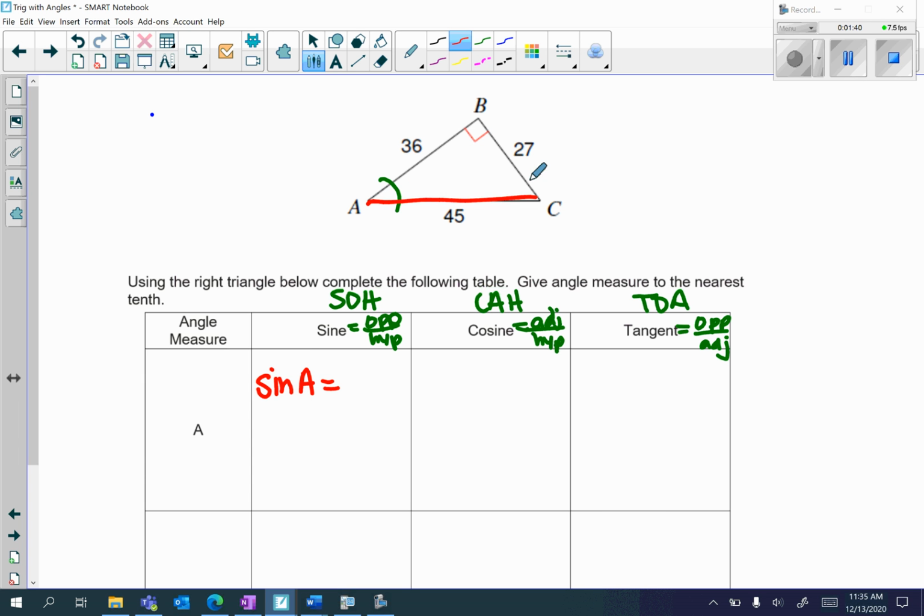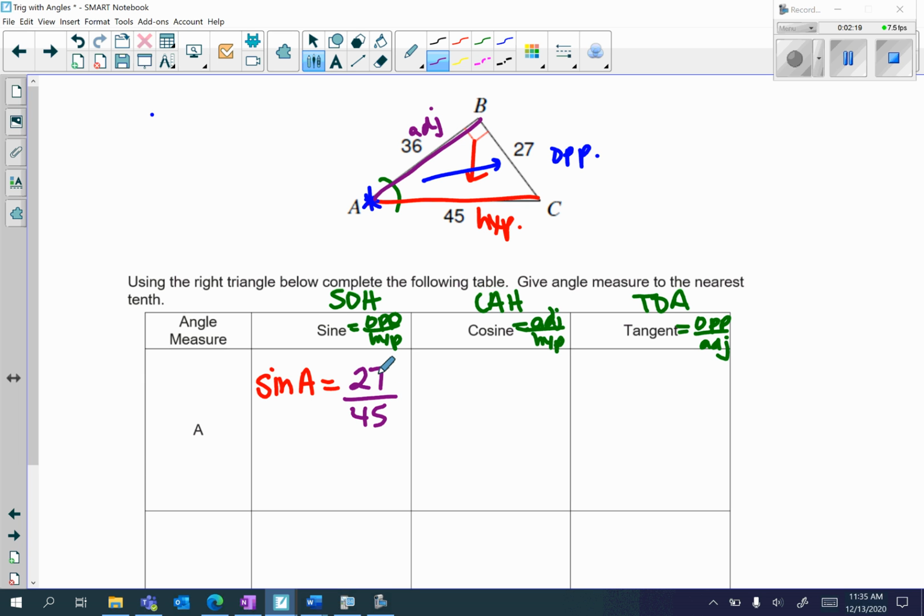45 is going to be across from my 90-degree angle, so that's going to be the hypotenuse. 27 is across from our central angle at A, so that's opposite. And 36 is going to be my adjacent. It's touching the central angle A. So sine of A is going to be opposite over hypotenuse. So the opposite is 27 over the hypotenuse, which is 45.